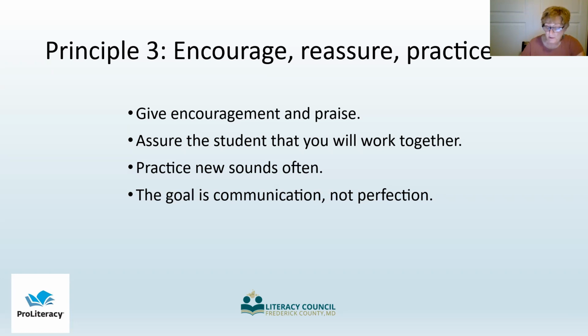Sounds aren't truly learned until they become automatic. So you do need to practice new sounds often with your students, since practice builds confidence. Remember to practice listening as well as speaking. Students need to be able to hear the sounds and the differences between them before they can produce them. And remember also that the goal of speaking is functional communication. If your student can be understood, then they should be considered successful. Perfection isn't necessary, and make sure your student realizes this.